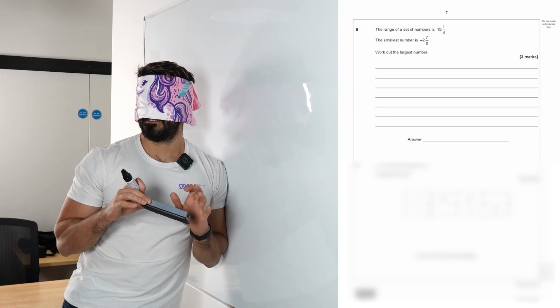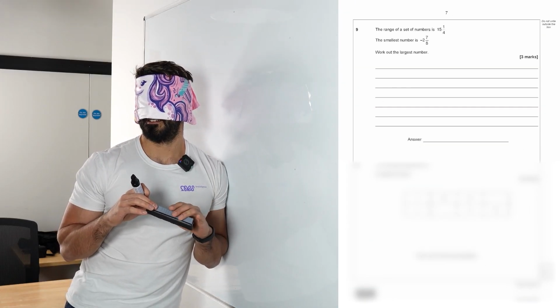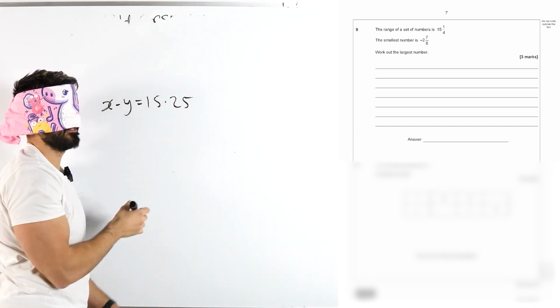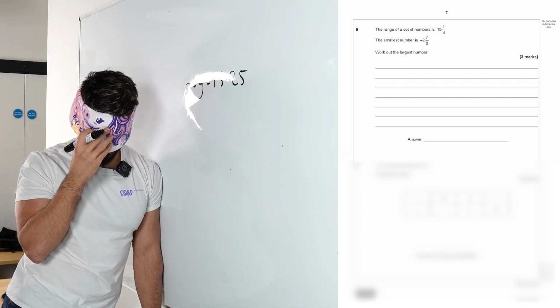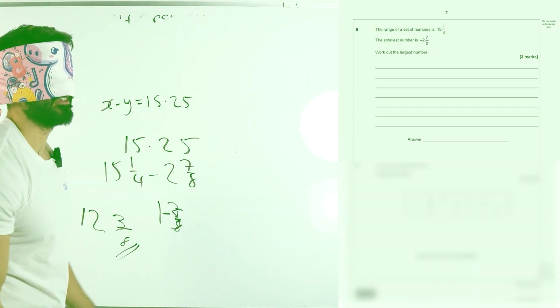The range of a set of numbers is 15.25. The smallest number is -2 and 7/8. Work out the largest number. 12 and 3/8. Sure, next question.